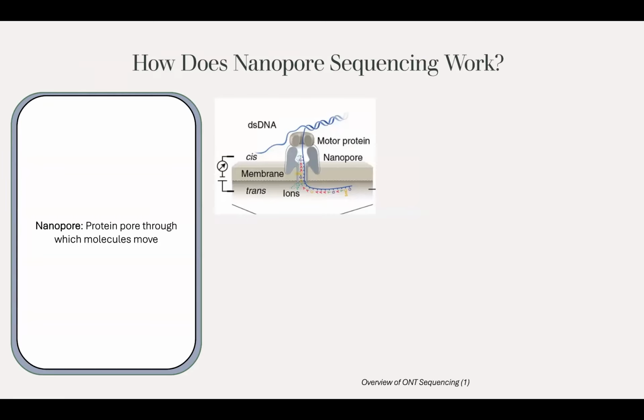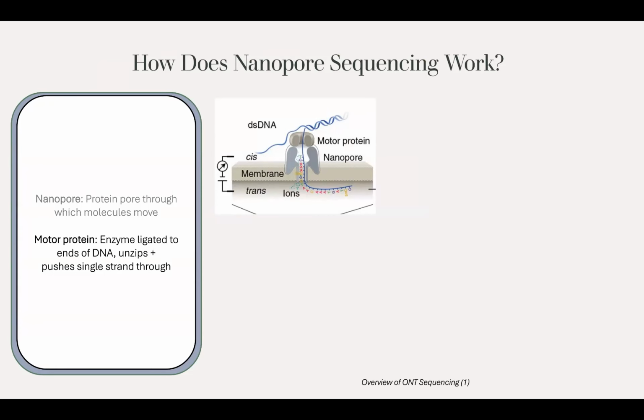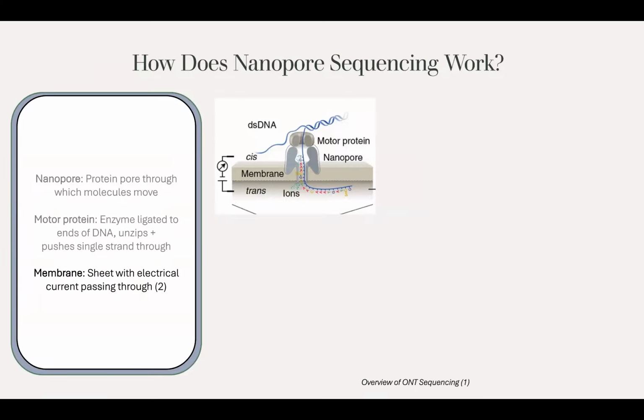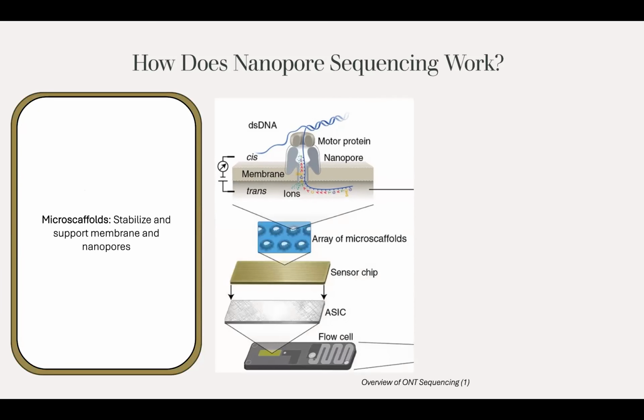The nanopore, which is where ONT technology gets its name from, is a protein pore through which molecules from your library move, your DNA or RNA. A motor protein, which is an enzyme ligated to the ends of the DNA, has helicase activity, unzips, and pushes your molecule through the nanopore. And then finally, your nanopore is embedded within a membrane, which is a sheet with electrical current passing through. This current is disrupted when nucleotides are passing through it, and this disruption is ultimately recorded.